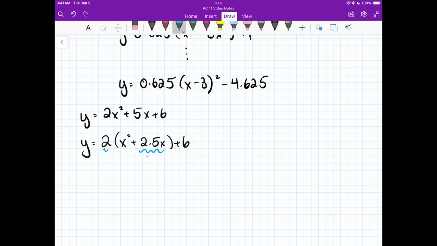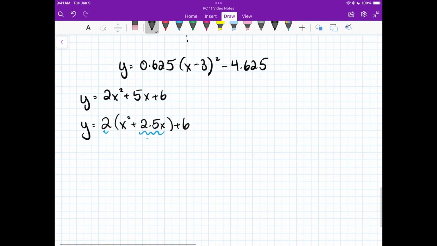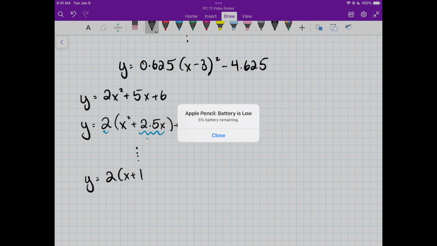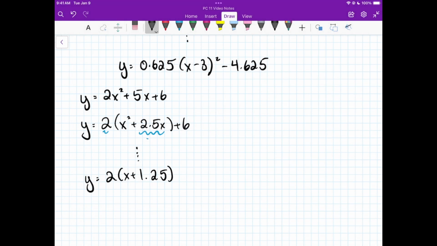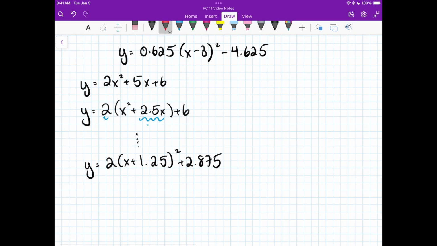So dividing by 2 is going to get me 1.25, and squaring that is going to get me whatever it gets me. If you go through and work through this one on your own, just so you know, you will end up with y equals 2 times x plus 1.25 squared, and then plus 2.875. Okay, and then just a little reminder down here at the bottom for you. You always take out the a value.